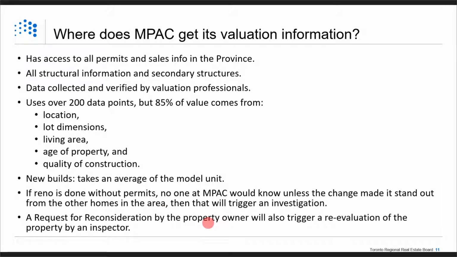I just got my city tax bill today, and in November, I got the MPAC evaluation on which the city tax bill is based. At that point in November, I could have contacted MPAC and processed a request for reconsideration, and that would have sent an investigator to my home to reevaluate it. And the value may go down or the value may go up. So there's a danger there.